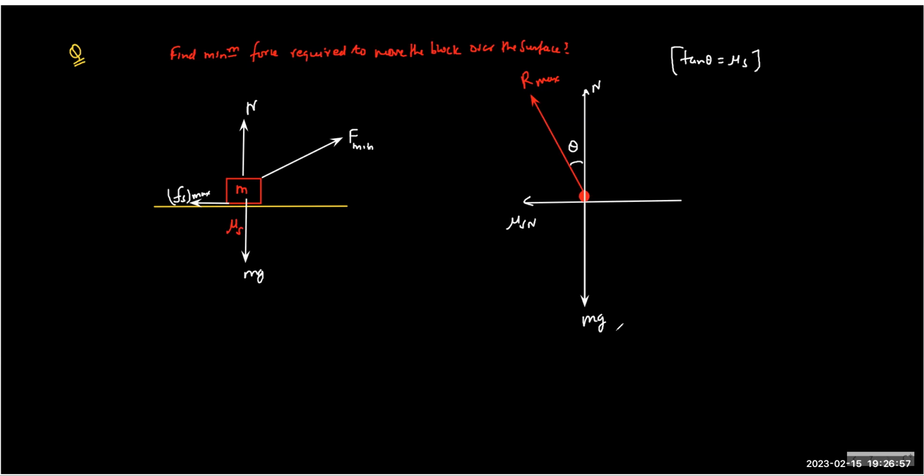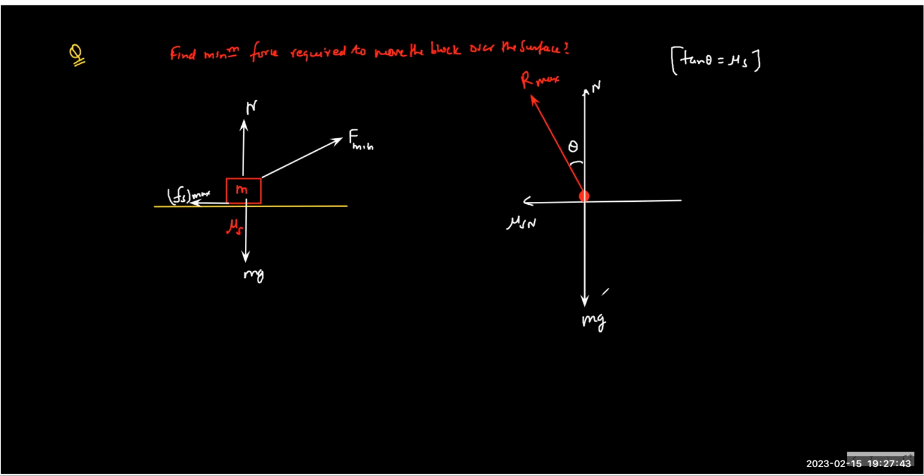Now we have to figure out which force is bigger. Clearly you can see mg is going to be bigger, or is R max bigger? Which one is bigger here? R max was mg into 1 plus mu square, N into under root of 1 plus mu square, right? So R max is bigger here.